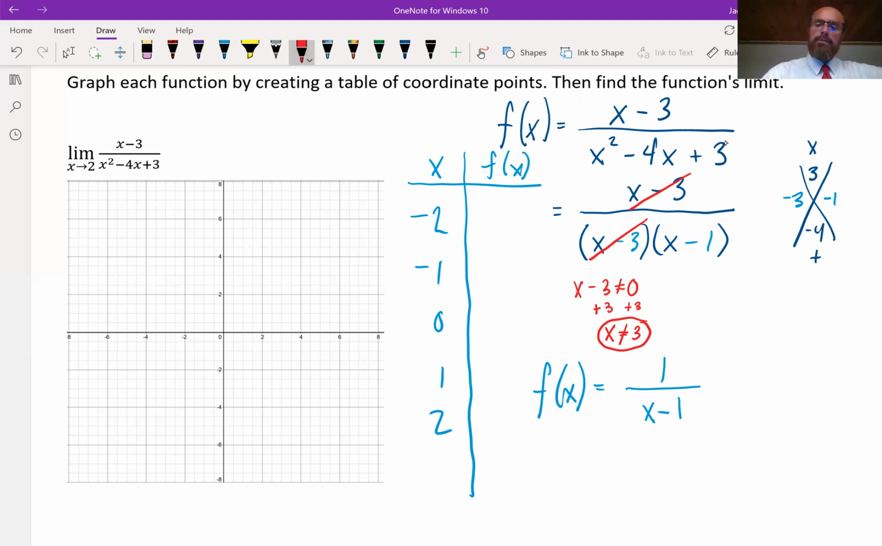So our first value is going to be 1 over -2 minus 1, which is -1 over 3. I'm going to write that as -2 comma -1/3. We'll keep going. So again, I'm just substituting the x value in for x. So -1, 1 over -1 minus 1. That's -1/2. So -1 comma -1/2.